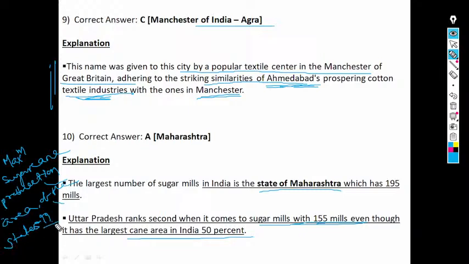If we say sugarcane producing area of the states, it is Maharashtra. Sorry, in terms of states, then it is UP. But if you look, Uttar Pradesh is number 1 in cane area, but in sugar mills Maharashtra is number 1, with 195, where Uttar Pradesh has 155, in second place.